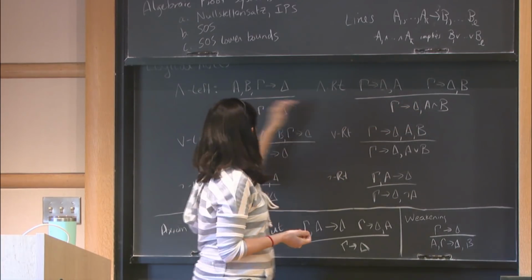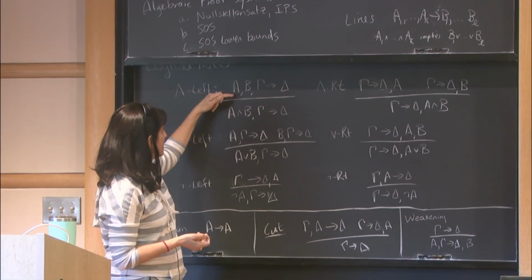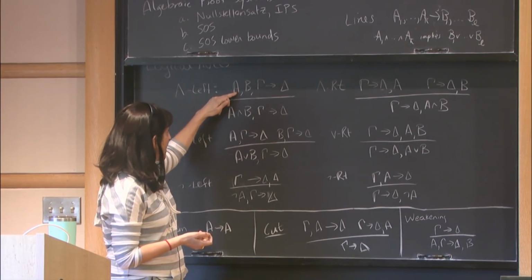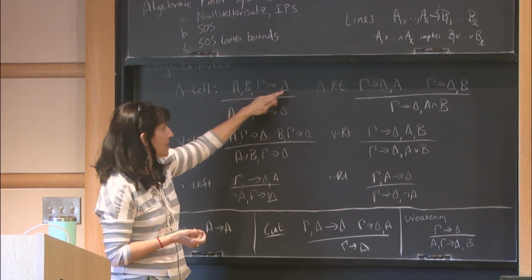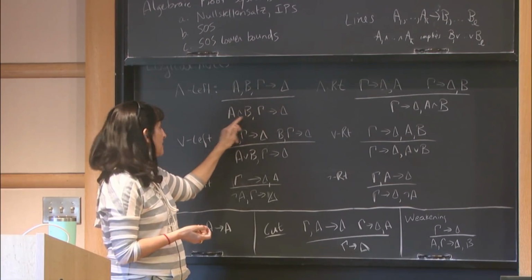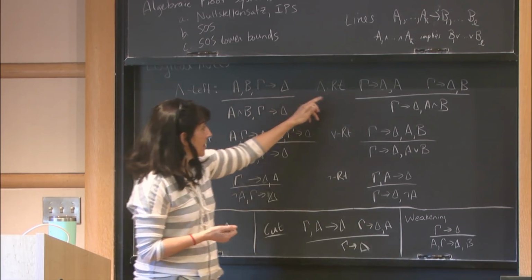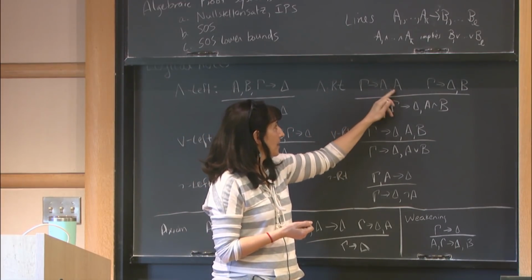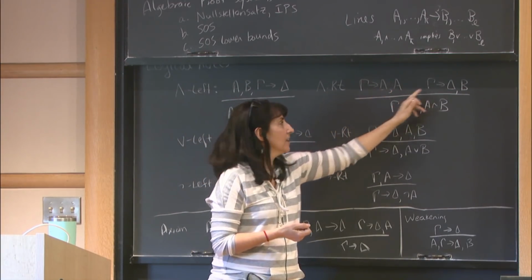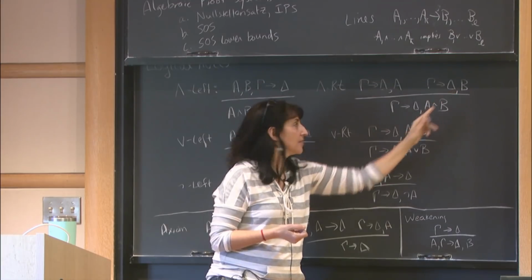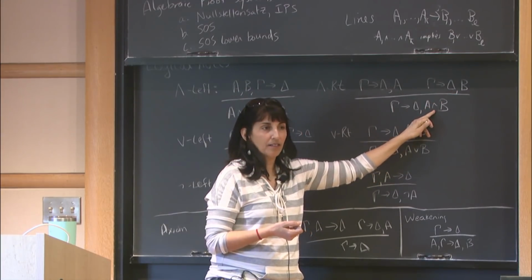So the and-left rule is: think of this as A and B and gamma implies delta, then obviously I can just put A and B together. And the and-right rule is: if I can deduce A from some stuff and I can deduce B from some stuff, then I can deduce A and B from that stuff.